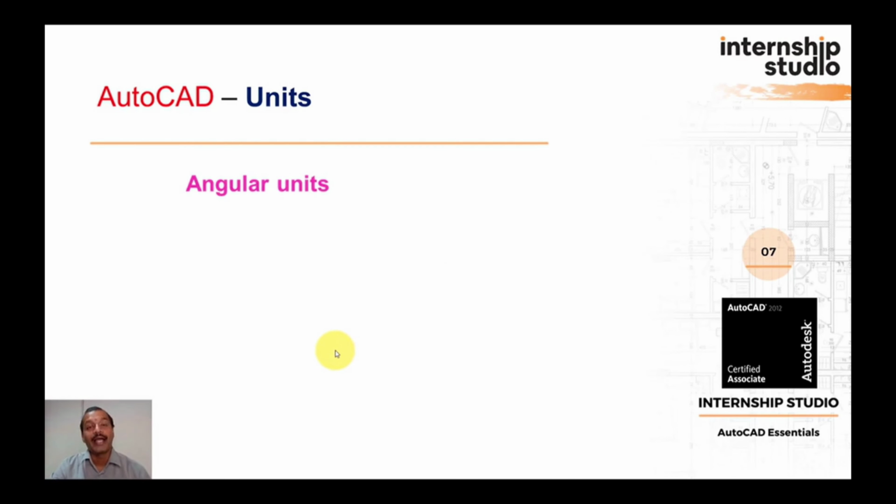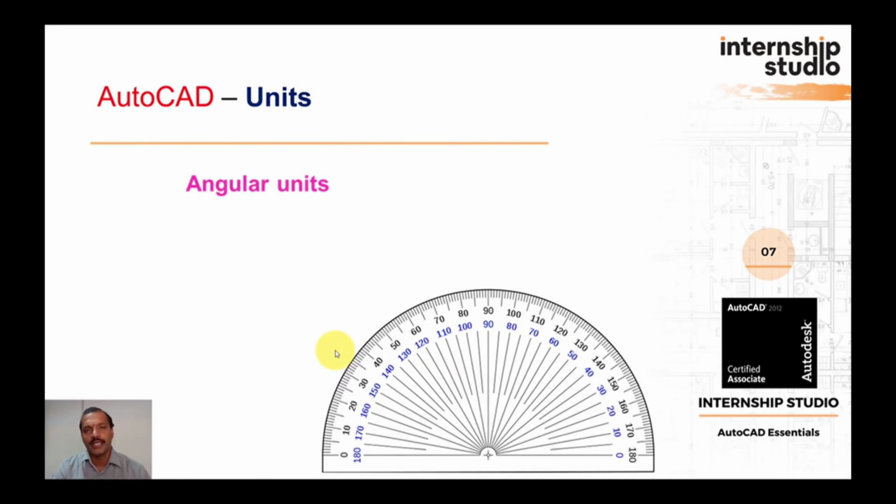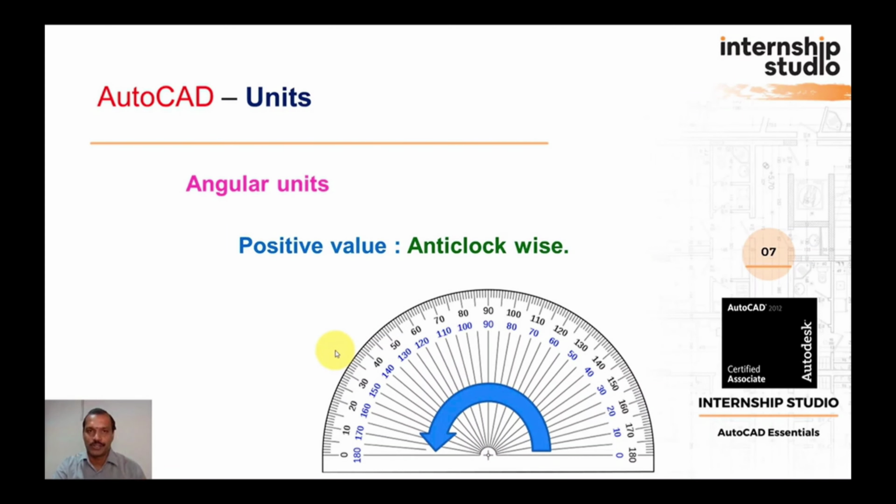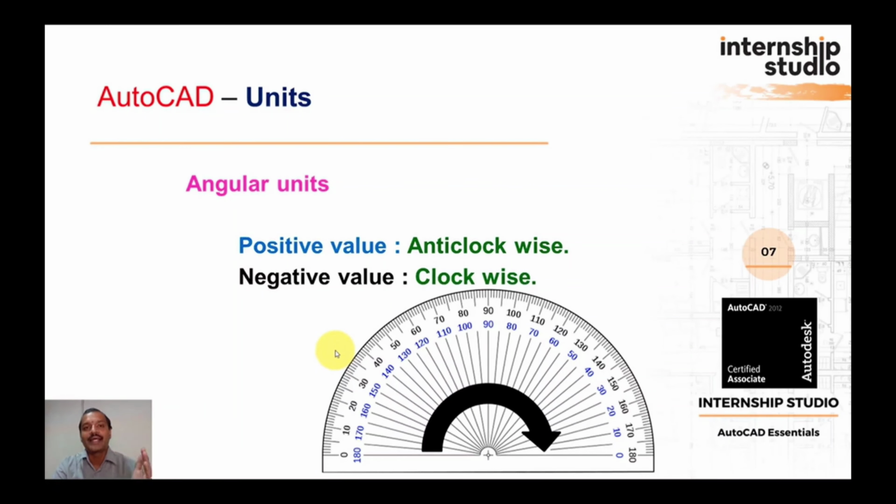Next, angular units. As we know, we use the protractor for measuring angles, measuring from right to left. So right to left is a positive value. In the same way in AutoCAD, we measure the angle in the anti-clockwise direction. That means in AutoCAD, a positive value is considered anti-clockwise. Similarly, we can measure the angle clockwise also. That means negative values are considered clockwise angles. Only these two things are available in angular measurements.